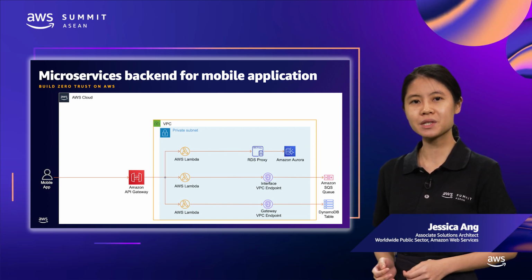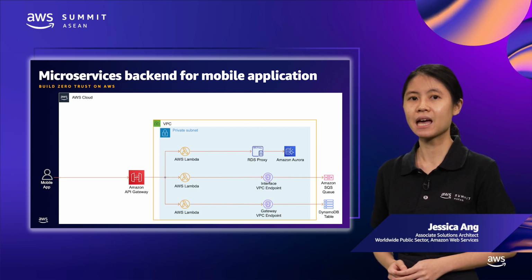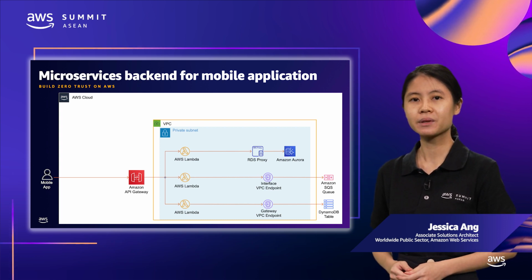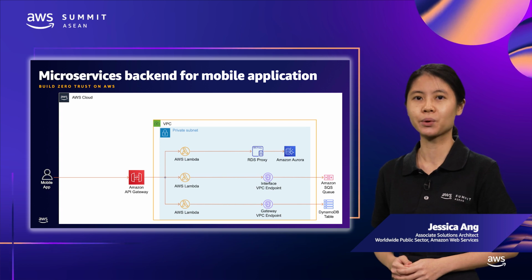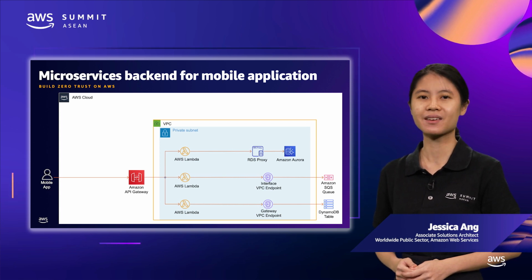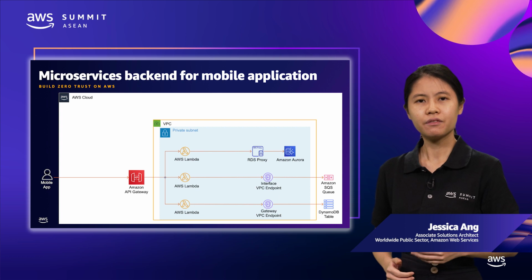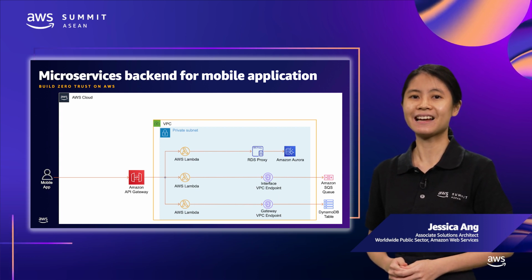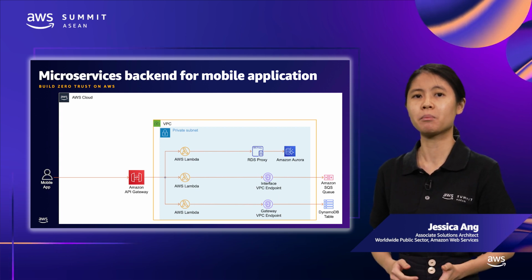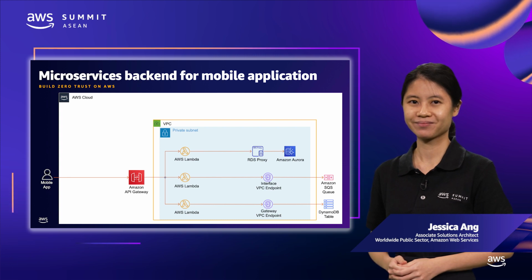The workload also uses other AWS services such as Amazon Aurora for data store, Amazon DynamoDB for session store, and Amazon SQS for queue service. First of all, how do we validate that access request to the backend is performed by authorized user?